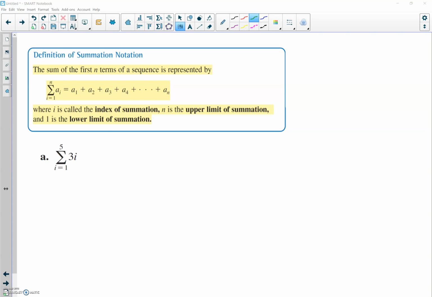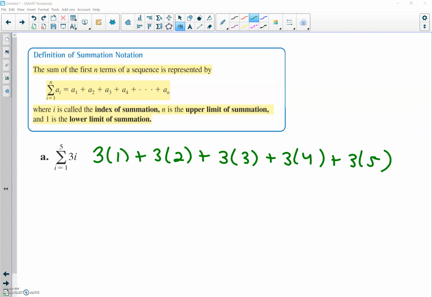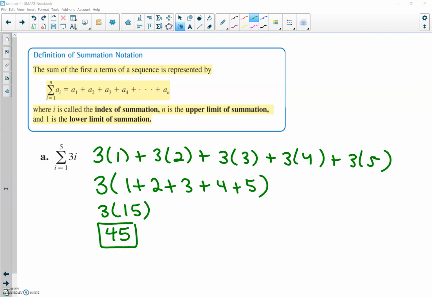So let's take a moment here and look at the first example. We are taking the sum of 3i, where i is going from 1 to 5. It is the sum of the product 3 times i, and i is all the integers from 1 to 5. We are going to be adding all these up. Since 3 is a factor of all of the terms, I factored out a 3 and found it easier just to add 1, 2, 3, 4, and 5, which is 15, and 3 times 15 is 45. So that summation from 1 to 5 of 3i is 45.